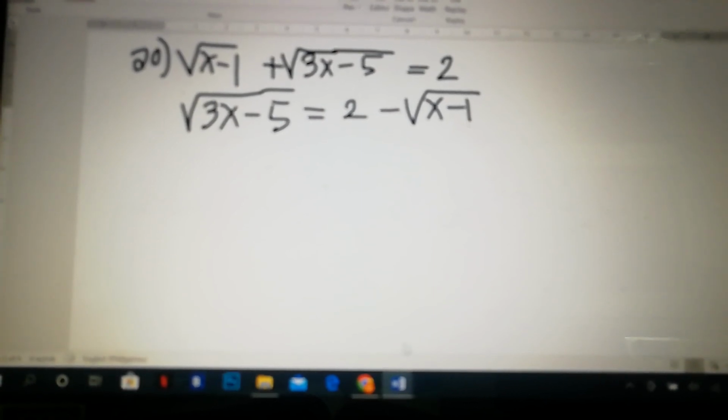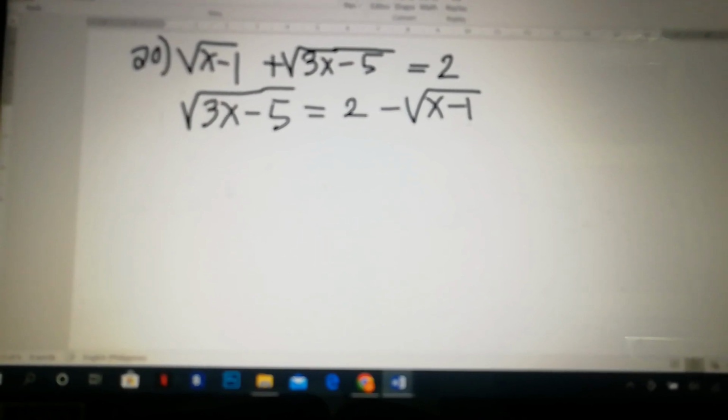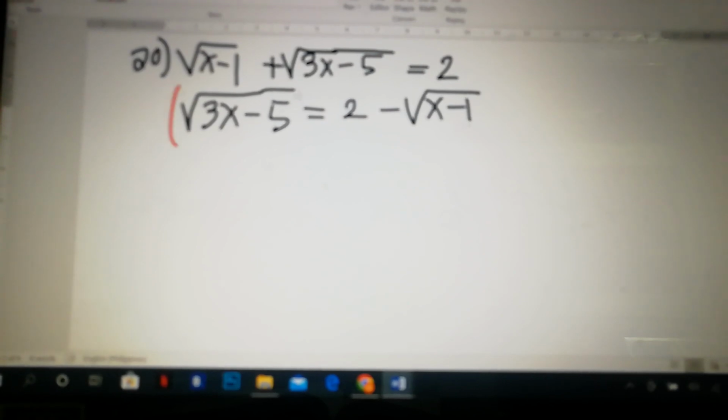Okay, so to remove the radical, since the index is 2, we square both sides of the equation. So square, then square. So squaring square root of 3x minus 5, since the index is 2, we just simply cancel the index and the exponent. So 3x minus 5. So that is now the expression for the left side.